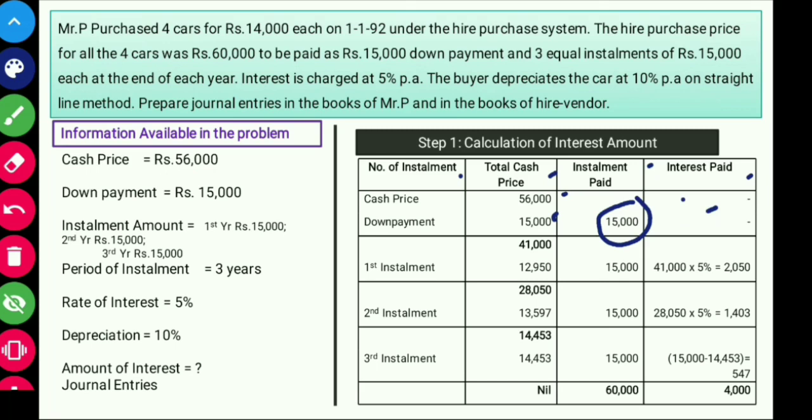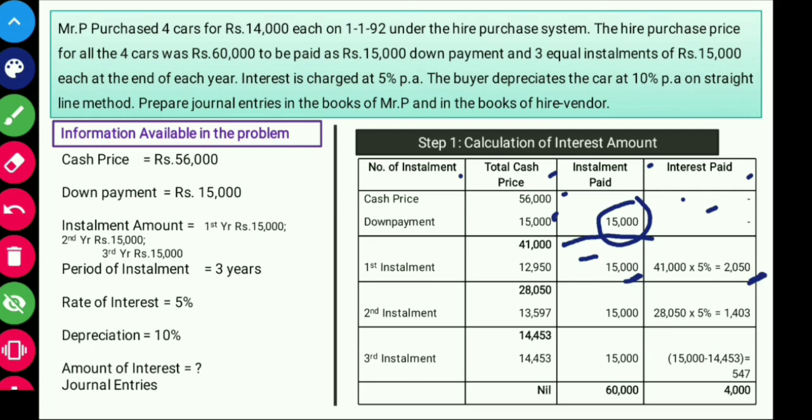Come to the first installment, that is 15,000. But this 15,000 includes interest amount also. That has to be separated. So for that you just take this remaining 41,000. For this 41,000 you have to calculate the interest amount. Apply the interest rate 5%, then we get 2,050 as the interest of the first installment. Hence this 15,000 includes this 2,050. So deduct this amount and then the remaining we get, 12,950, is the cash price.